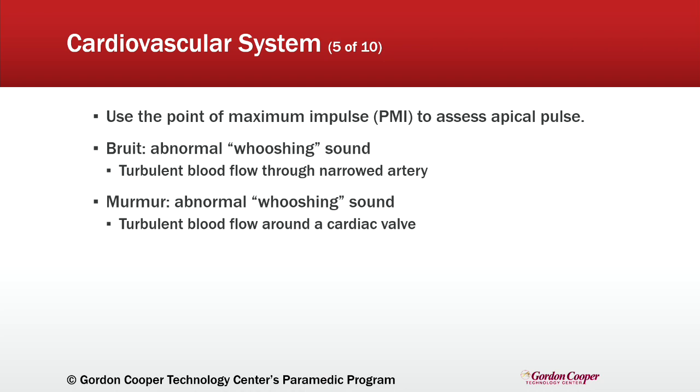A bruit is an abnormal whooshing sound that indicates a turbulent flow through a narrowed artery. A murmur is an abnormal whooshing sound heard over the heart that indicates turbulent flow around a cardiac valve. Murmurs are graded on a scale of 1 to 6 based on their intensity, 1 being the least, 6 being the worst, and those sounds start to get much more prominent.